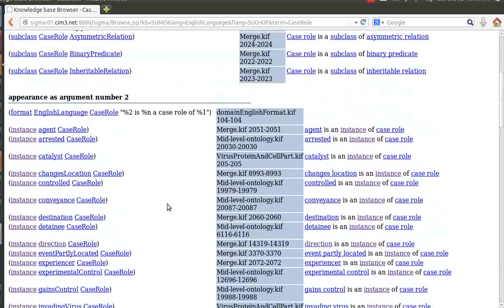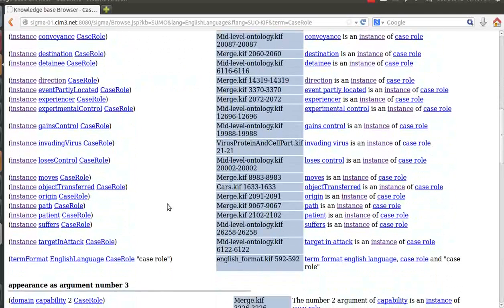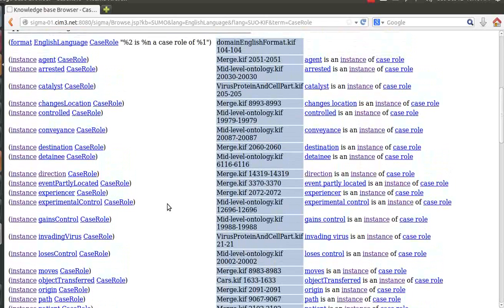So here we're back in Sigma, and you see there's lots and lots of different case roles. In fact, there's a whole hierarchy of case roles. If you look at, there's a little diagram in my book, the Ontology, a practical guidebook, that shows what all these are. But there are a few that you're going to be using a lot.